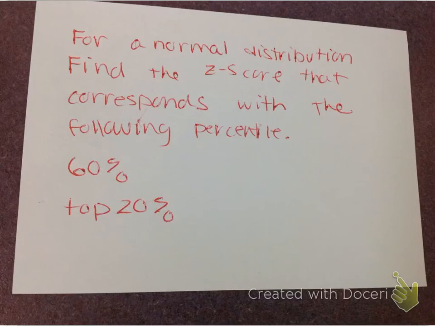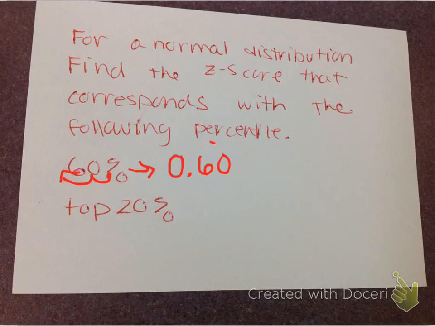Next, you may see it with the percentiles already changed, or the proportions changed to percentiles. For a normal distribution, find the z-score that corresponds with the following percentile. 60%. You're going to change this then to a 0.60. How did I do that? I'm moving my decimal 2 to the left to change it to a decimal instead of a percent. Why did I do that? The table only deals with decimals, or proportions, excuse me. It does not deal with them in percents.